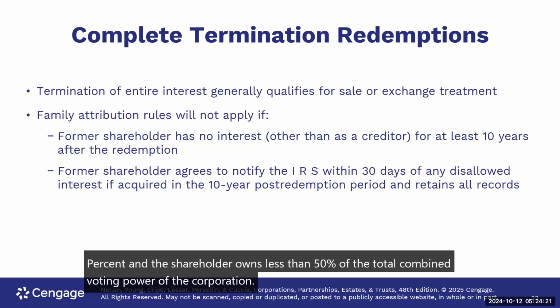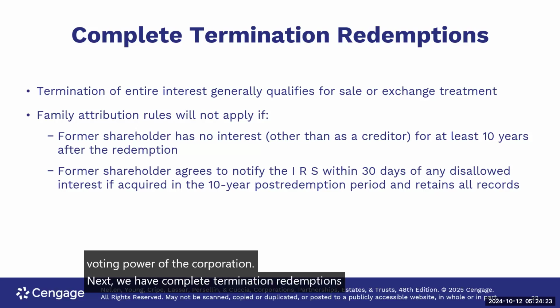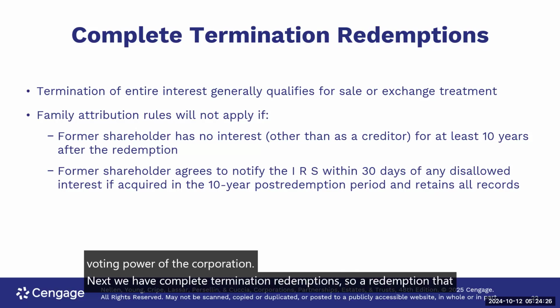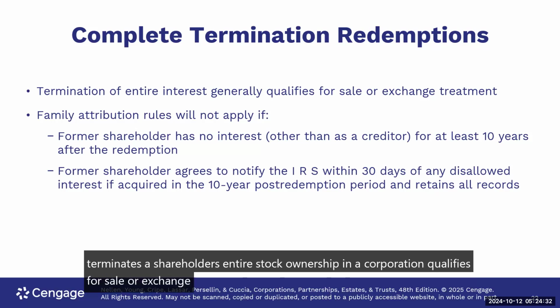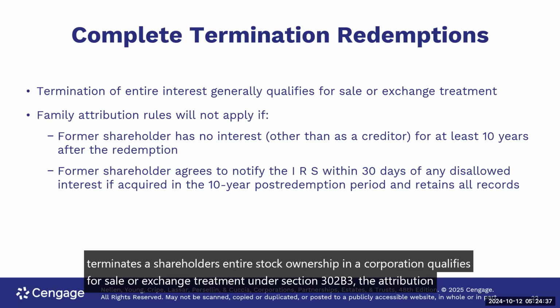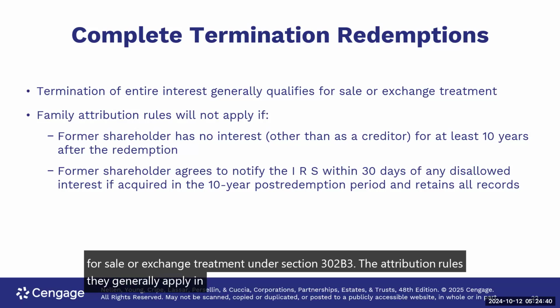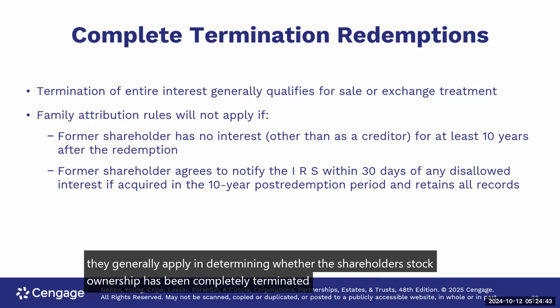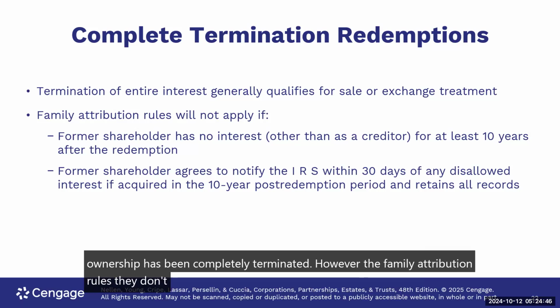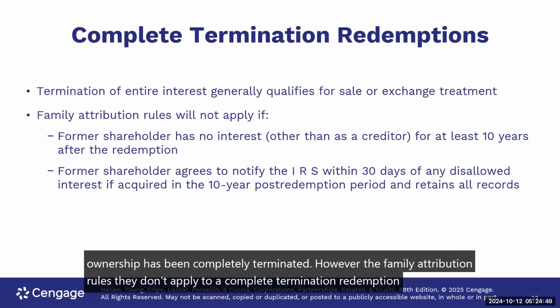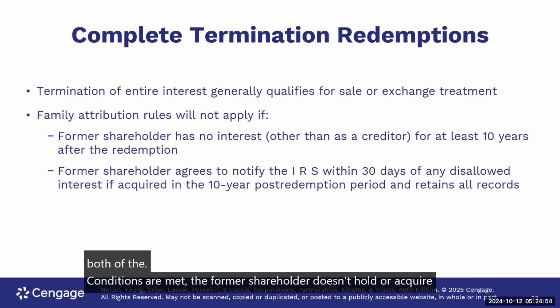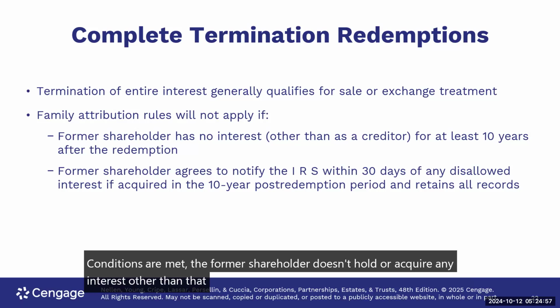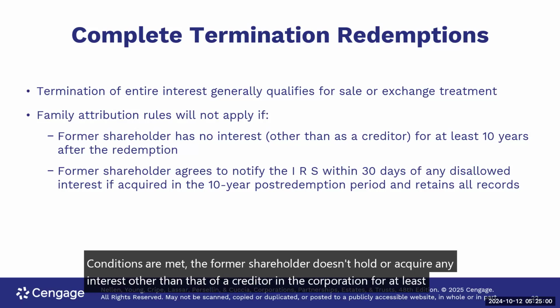Next, we have complete termination redemptions. A redemption that terminates a shareholder's entire stock ownership in a corporation qualifies for sale or exchange treatment under Section 302(b)(3). The attribution rules generally apply in determining whether the shareholder's stock ownership has been completely terminated. However, the family attribution rules don't apply to a complete termination redemption if both of the following conditions are met. First, the former shareholder doesn't hold or acquire any interest other than that of a creditor in the corporation for at least 10 years after the redemption.